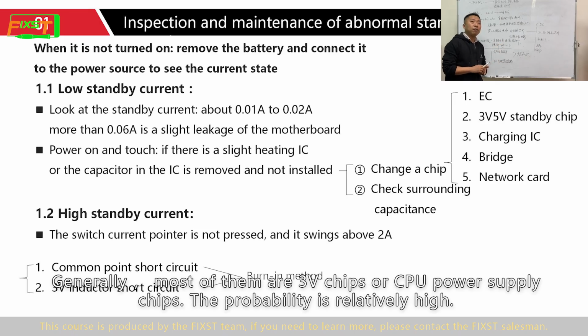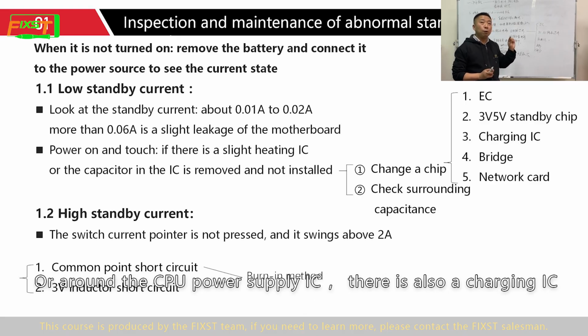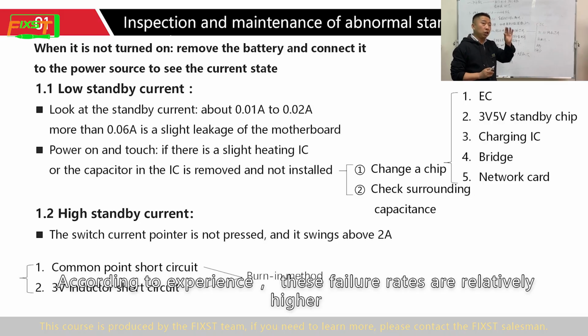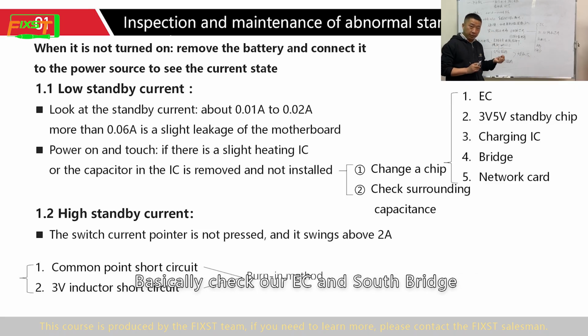Generally, most of them are 3 volt chips or CPU power supply chips. The probability is relatively high. If the common point is short-circuited, it is basically a 3 volt chip, or around the CPU power supply IC, there is also a charging IC. According to experience, these failure rates are relatively higher. If it is a short circuit with the large 3 volt inductor, basically check the EC and the south bridge.